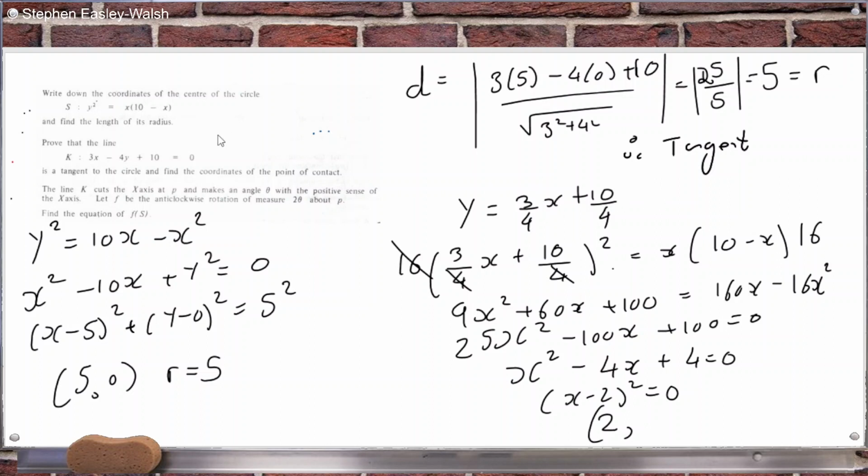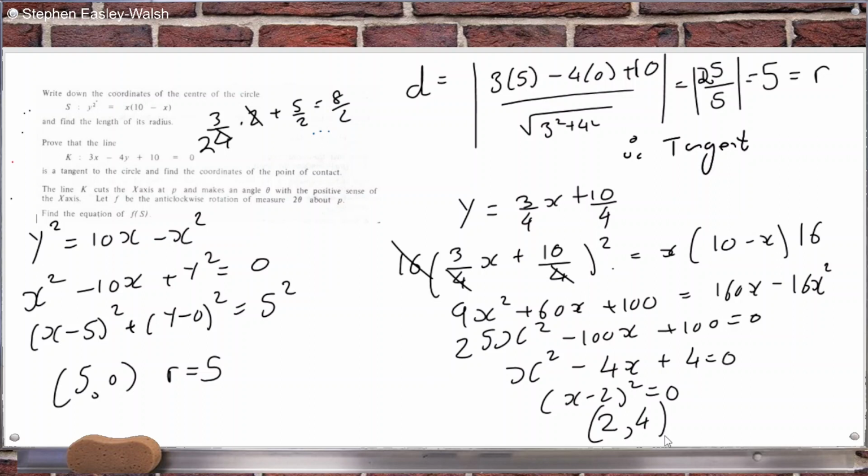So that would be just a bit of rough work here. 3/4 times 2 plus 5/2. 2 cancels there. 3/2 plus 5/2 is 8/2, which is 4. So the point is 2, 4. Okay, so that's the point of contact.